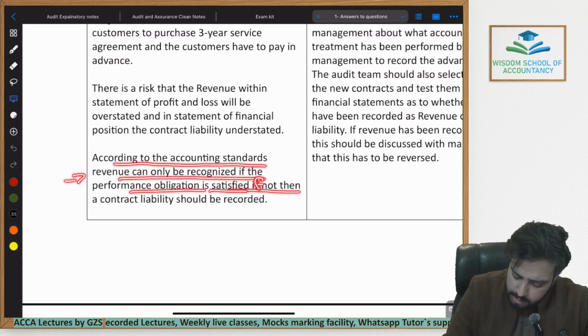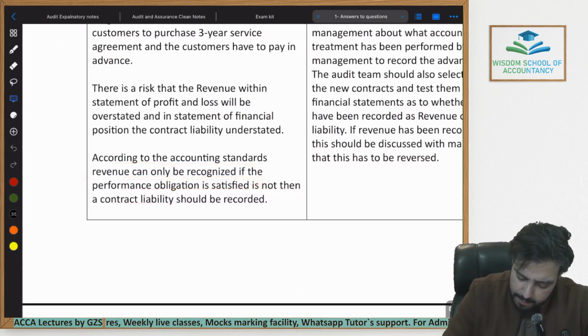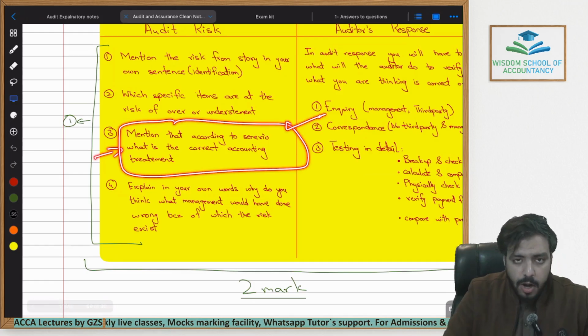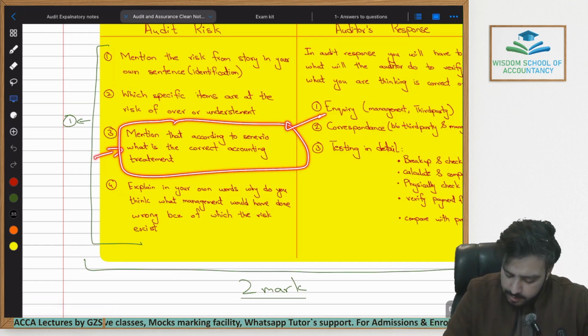If not, apologies for the wrong spellings. If not, then a contract liability should be recorded. So this is my paragraph number 3, which I have written down here. So up till now, I've perfectly done all the explanations that I have to do.